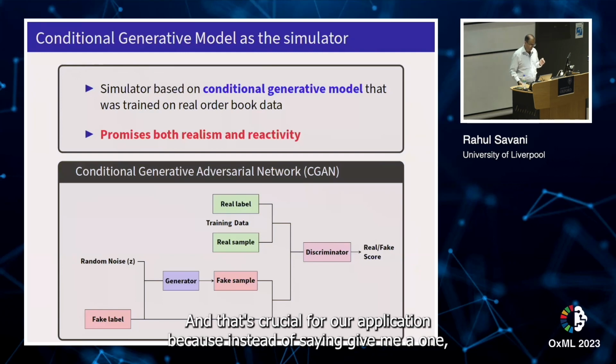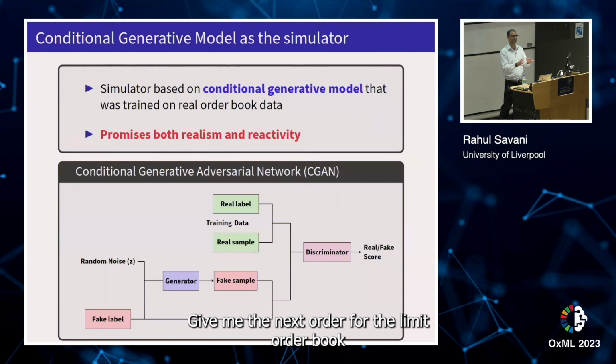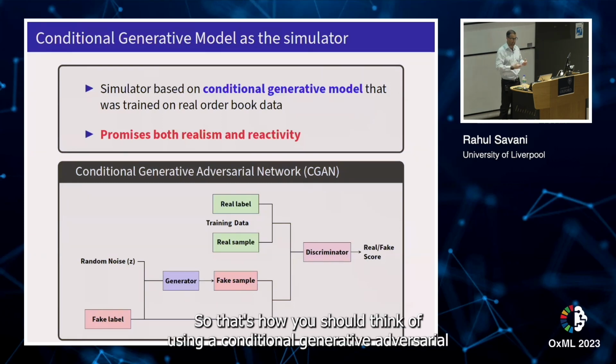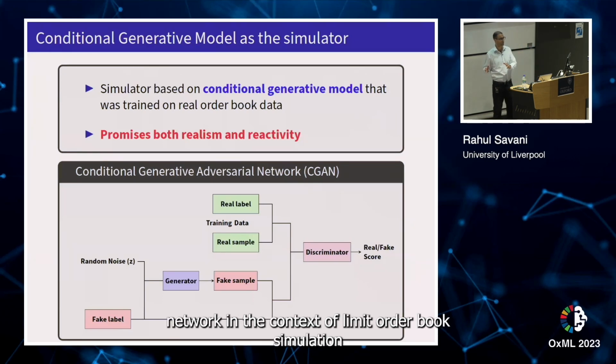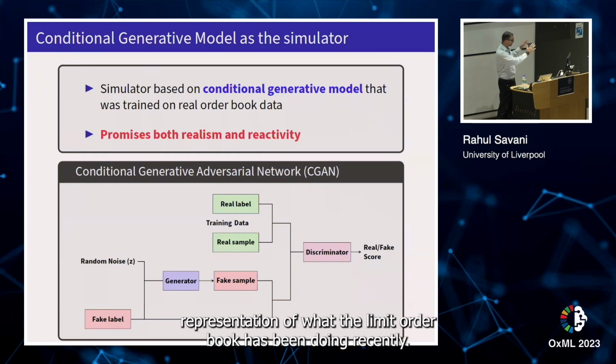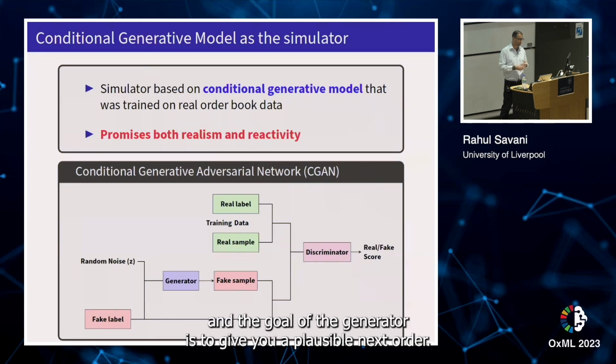And that's crucial for our application because instead of saying give me a 1, give me a 0, we're going to be saying things like give me the next order for the limit order book based on our summary of the recent market action in the limit order book. So that's how you should think of using a conditional generative adversarial network in the context of limit order book simulation. Have some featurized representation of what the limit order book's been doing recently, pass that in as the conditioning, and the goal of the generator is to give you a plausible next order.